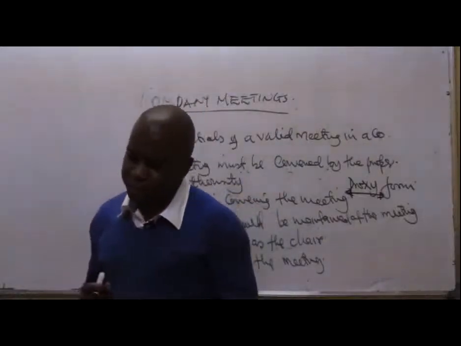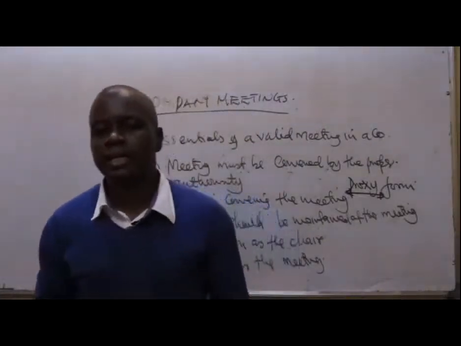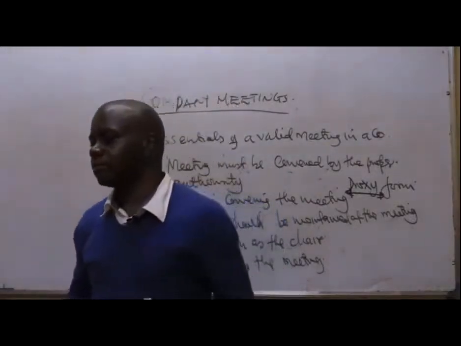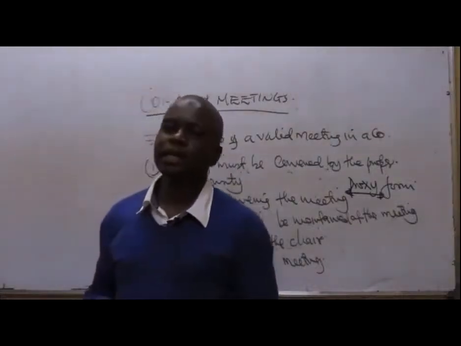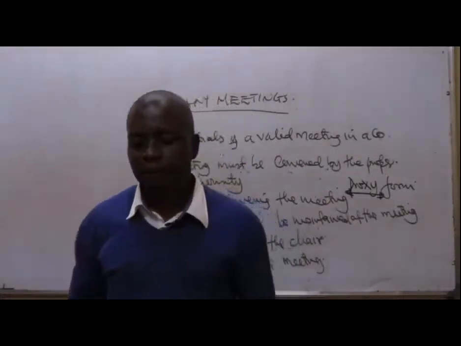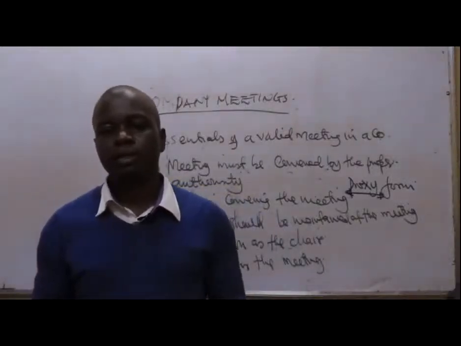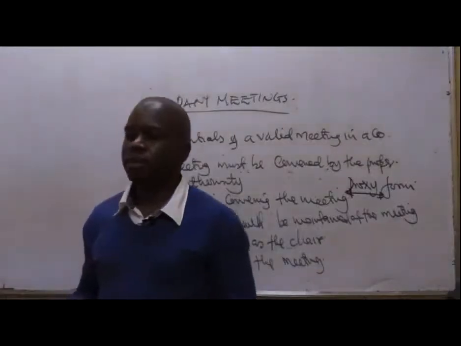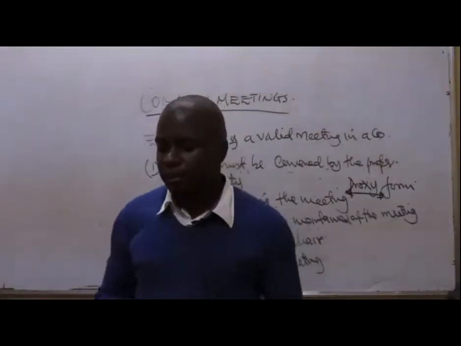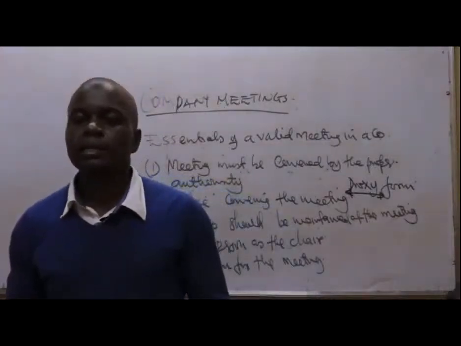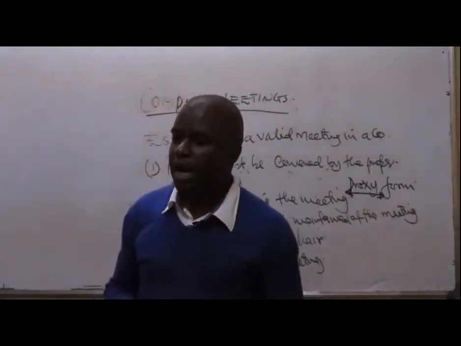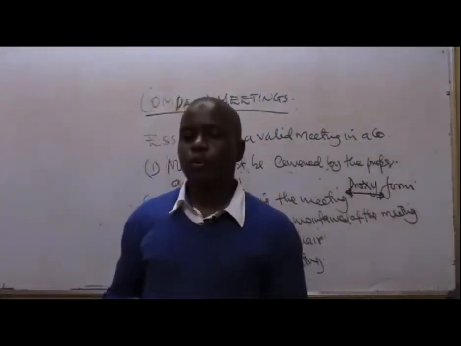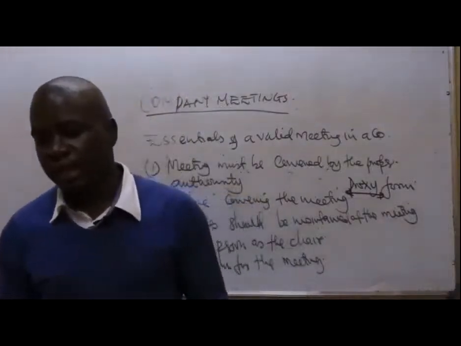So what is an AGM? An AGM is a type of meeting that is normally held once each and every year by the company as per the requirements of the Companies Act. Mostly, it is normally held within a period of 6 months after the end of the financial year.